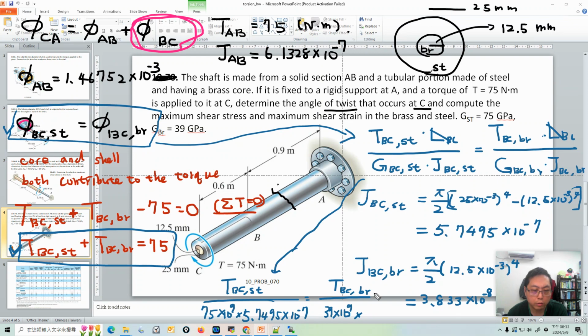What's the J_BC,BR here? It's 3.833 times 10 to the power minus 8. Then you can calculate this value by yourself. So finally you'll reach this conclusion: T_BC,steel is equal to 29.605 T_BC,BR.